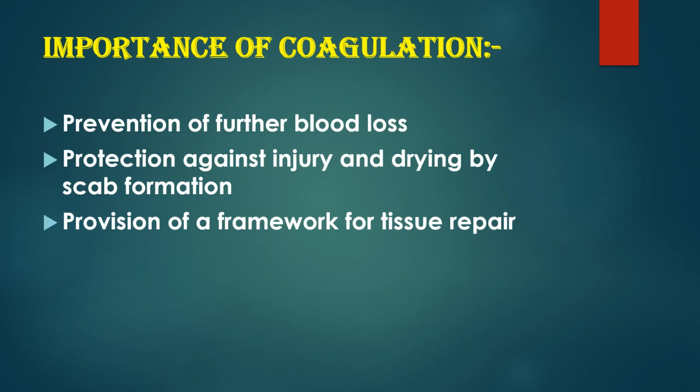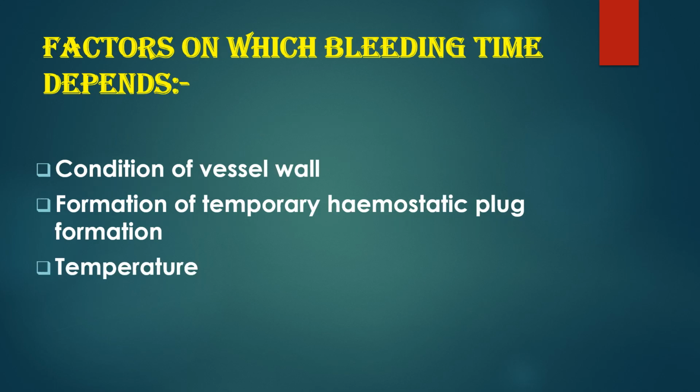What is the importance of coagulation? First one, prevention of further blood loss. Second, protection against injury and drying by scab formation. Third, provision of a framework for tissue repair. Now, what are the factors on which bleeding time depends? First one, condition of the vessel wall. Second one, formation of temporary hemostatic plug. Third one is the temperature.